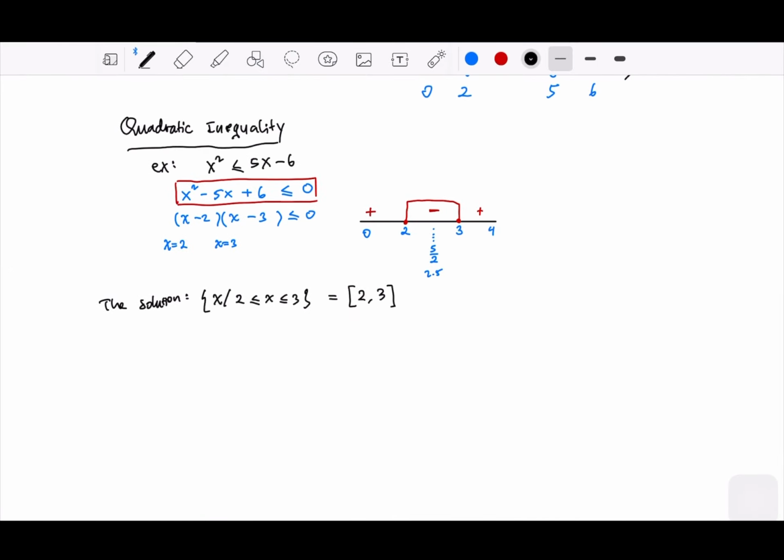So basically, what you're going to do is: first, solve it as a regular quadratic, find the roots, check the intervals.